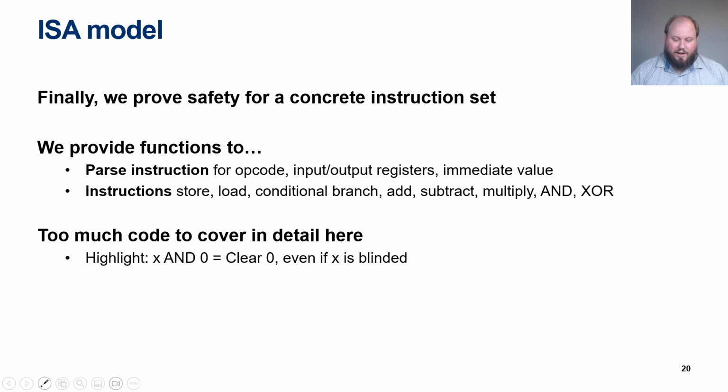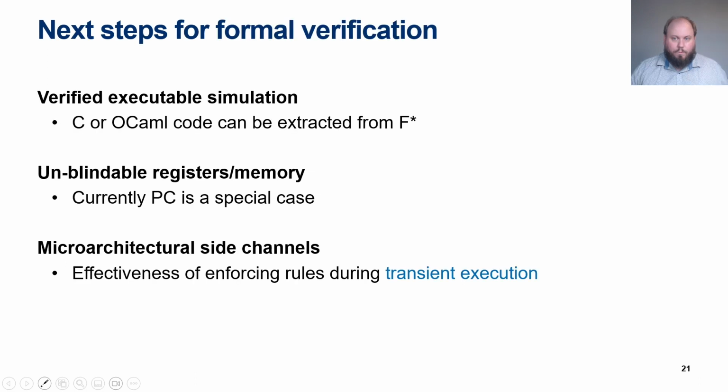Then there are some more technical things, such as having unblindable registers and memory. At the moment we say that registers and memory can be marked as clear or blinded, but in practice this isn't necessarily the case, because in a real processor you have memory mapped I/O, and in these cases you don't want to allow data to be extracted via MMIO. So you want to have faults when you access some instructions or memory addresses using blinded values. At the moment we have a special case for the program counter, but we could extend this to other regions of memory too.